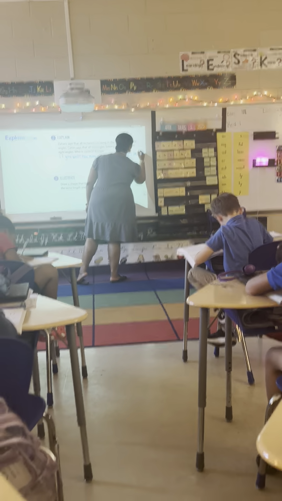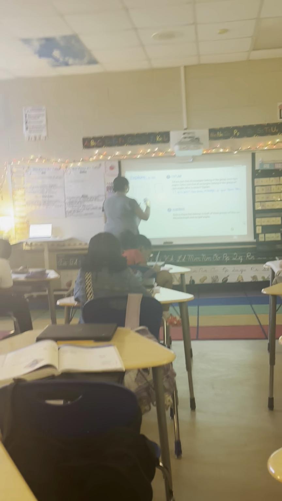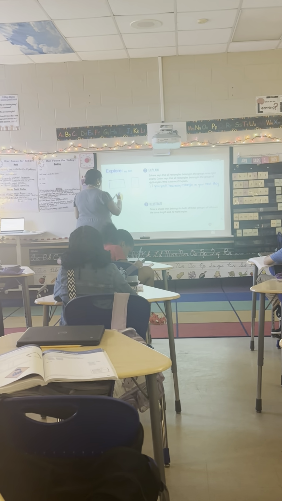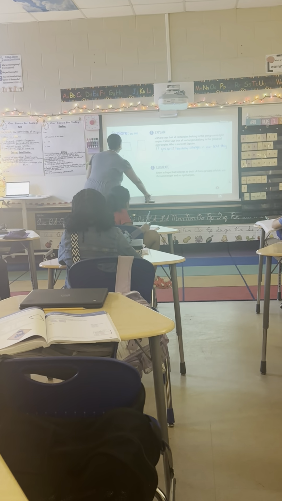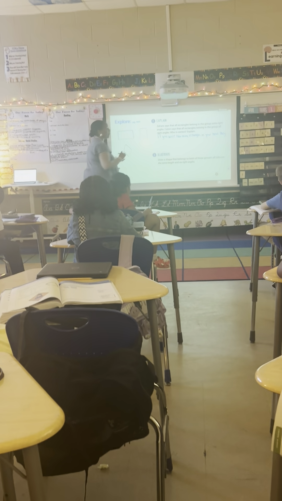All right, raise your hand if you agree with Katin. She says that all rectangles belong in the group all right angles. So look at it, y'all. You have a rectangle right here, okay? Then you have a square, right? You see? And then let's just say if it was slanted, it could look like a diamond because it's kind of rotated in a sense. Would it still be considered a right angle?